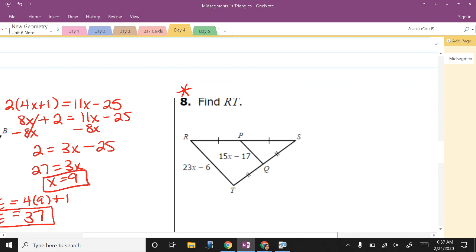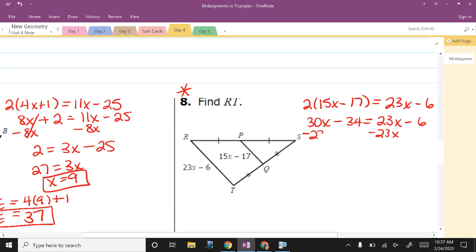Okay, so how do we set up our equation? 2 times 15x minus 17 equals 23x minus 6. What's 2 times 15x? 30x. What's 2 times negative 17? Negative 34. And I'm going to get my x's together. What's 30 minus 23? 7x. So 7x minus 34 equals negative 6. Then I do what? Add 34. 7x equals 28. Divide by 7, and x equals 4. Did everybody get x equals 4 with their equation?